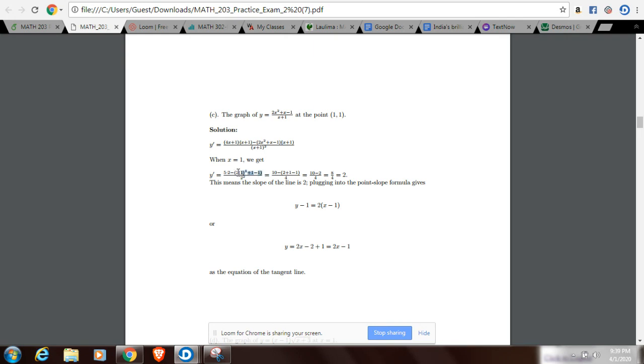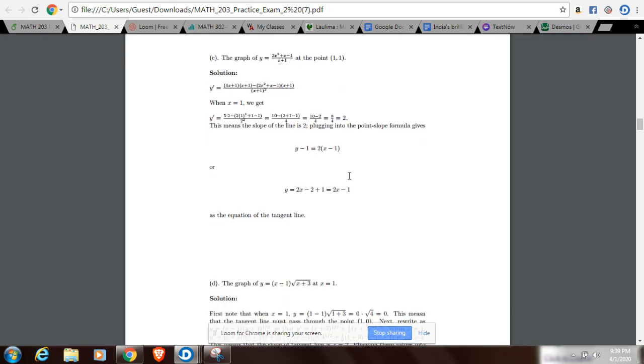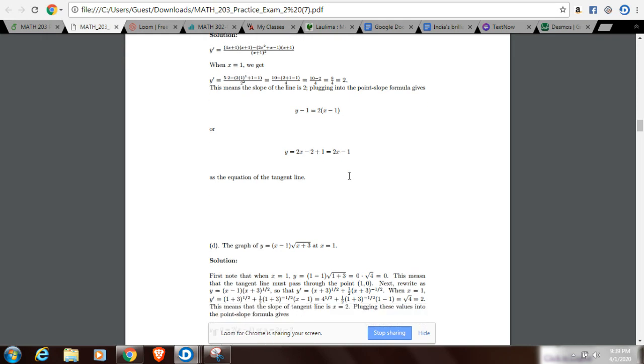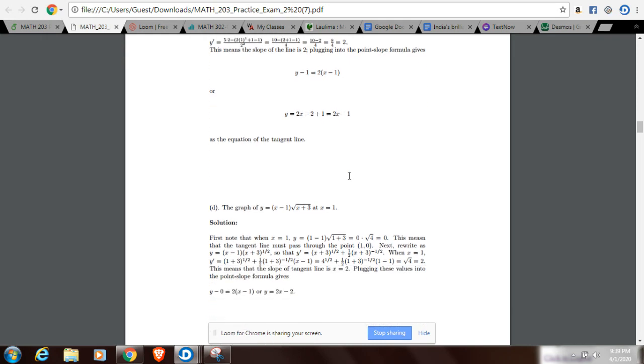Okay, so when x is 1, we get 4 times 1 plus 1, which is 5, times 1 plus 1, which is 2, so it's 5 times 2, which is 10, minus this thing, 2 times 1 squared plus 1 minus 1, so we get 10 minus 2, which is 8, over 4, which is 2. The slope is 2. Plug it back into the point-slope formula: y minus 1 is 2 times (x minus 1), or y is 2x minus 2 plus 1, so y equals 2x minus 1.